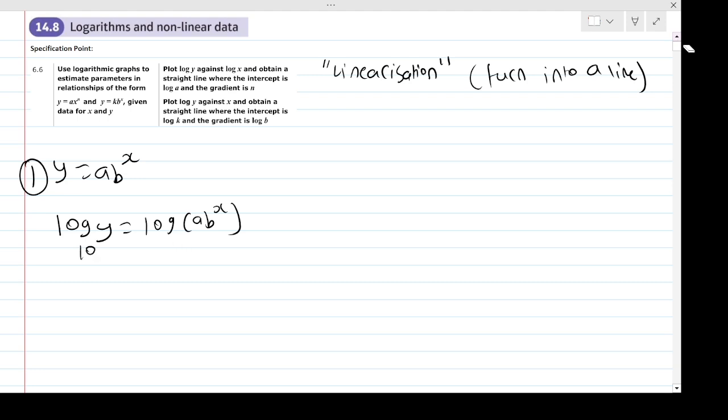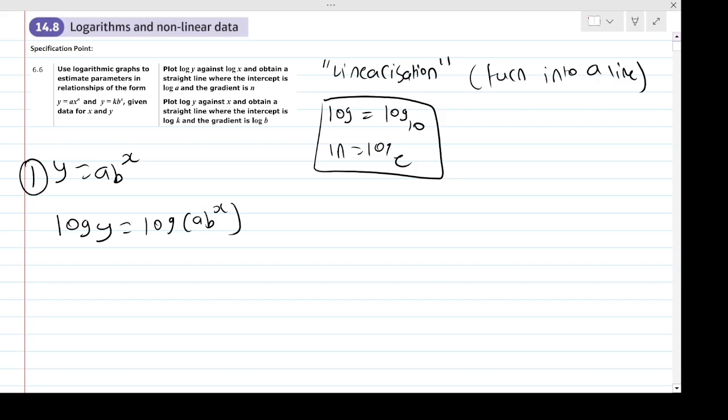So log just means log 10. We've seen that before, but another type of log you'll learn is log e. These are two particular types of logs you need to be familiar with. That's how we represent them. Anyway, we're going to be using log here. So we have this expression.